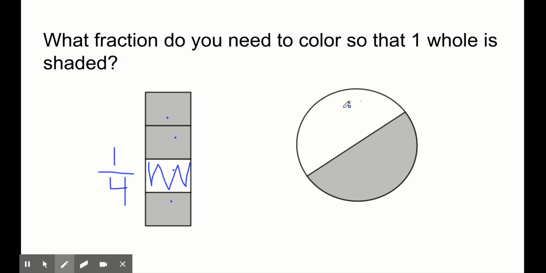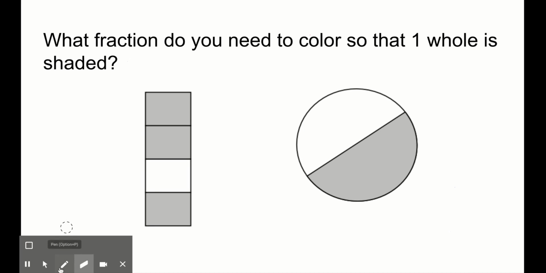Let's take a look at the circle. How many parts is it broken into? It's broken into 2 parts. How many parts are not shaded? Only 1 part is not shaded. So I would want to color in that 1 part or 1/2 to make the whole thing shaded. Let's move on.